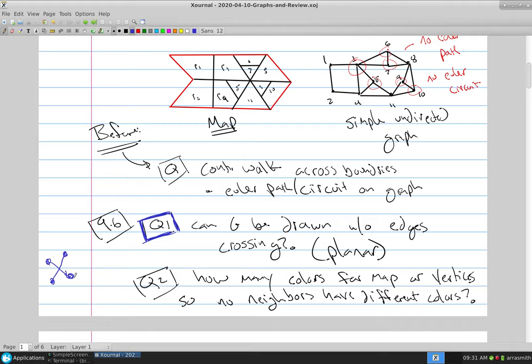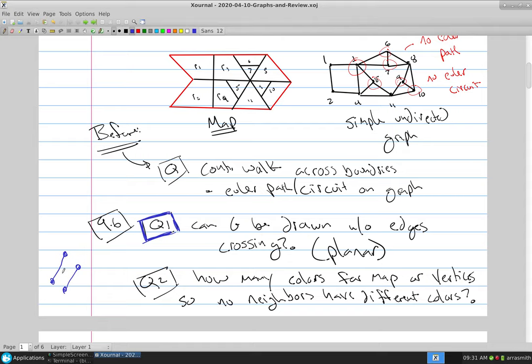planar because it has a short circuit. But since it's isomorphic to this one, I wouldn't say that it's non-planar. It's just that it could be drawn wrong. So we always assume that we're going to try to draw it right. If I draw it right and the best I can do is definitely have it be drawn in a plane so it doesn't short circuit, it's a planar graph.